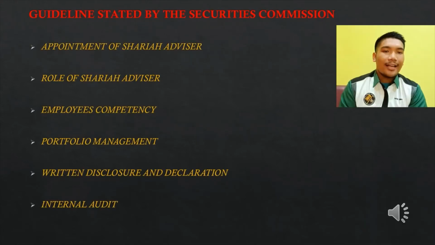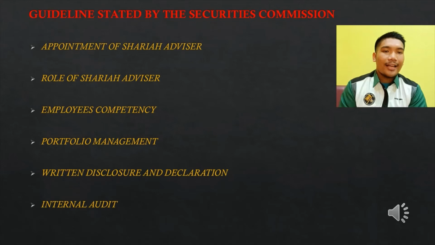Okay, for the next slide, which is the guidelines stated by the Security Commission, or in Malay we call Suruhanjaya Sekuriti Malaysia, the first guideline is appointment of the Shariah advisory, or pelantikan penasihat Syariah. An Islamic fund management company must appoint an individual or corporation as independent Shariah advisory, approved and registered by the SC, which is the Security Commission, meeting the following criteria.